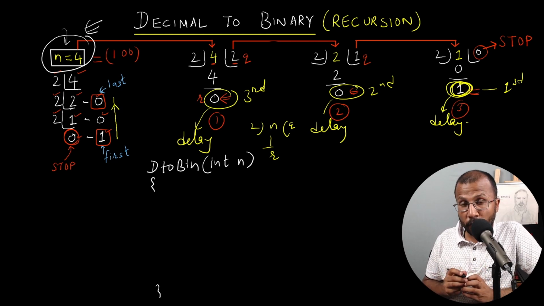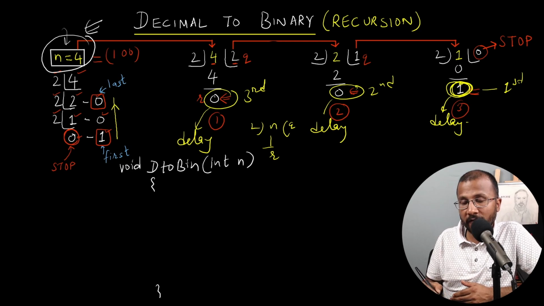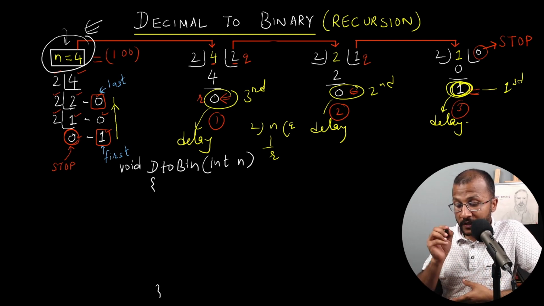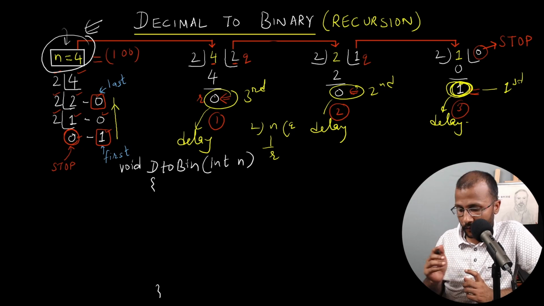So I'll assume that my input is the integer number n. Now let's assume that we are going to display the remainder in the function itself, so I'll make the return type void. I am not returning any value back from this function. Okay. So whenever you are writing a recursive function, the first thing you need to think about is what is the argument input and what is the output.